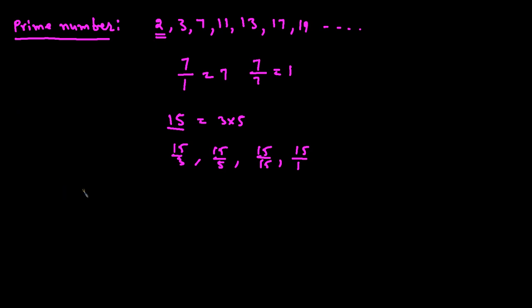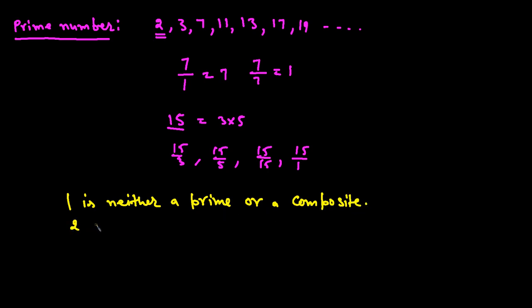A fun fact is that 1 is neither a prime nor a composite number. The second fun fact is that 2 is the only even prime number. All right, so let's go to the next page.